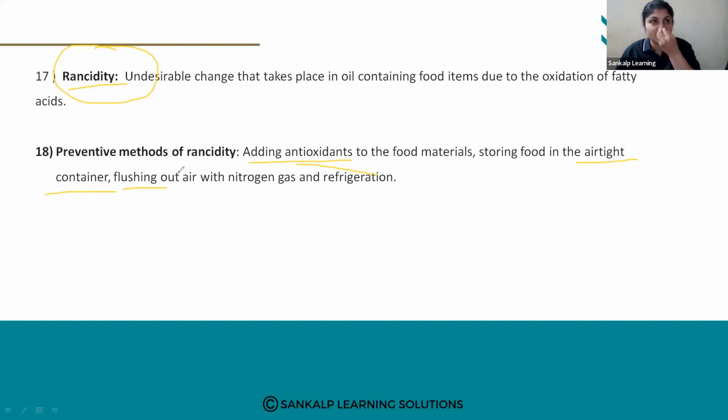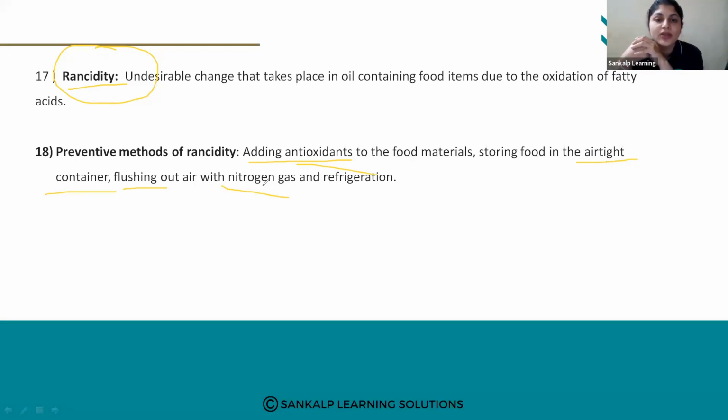For example, the chips packets that you eat. For the chips to remain for a longer time, what is added in that? Nitrogen gas. They flush out the normal air and put in nitrogen gas. So nitrogen gas here acts as an antioxidant, so that it protects the potato chips present in the packets. Because of that, the packet will be fluffy in nature. Why? Because whatever normal air is there, they remove it and blow in nitrogen.